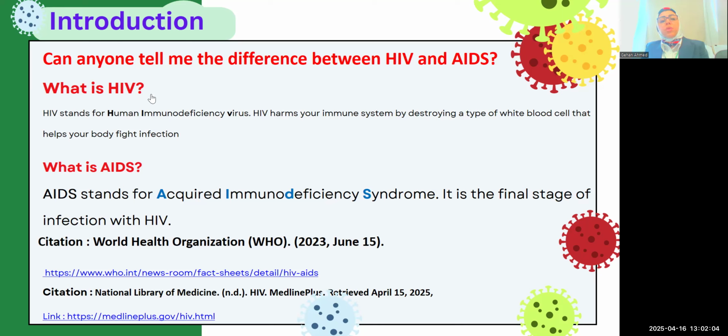HIV stands for Human Immunodeficiency Virus. This virus harms your body system, especially the immune system, by destroying a type of white blood cells that help your body to fight any kind of infection or microorganism. When this virus invades the body, it causes the disease AIDS, which stands for acquired immunodeficiency syndrome. It's the final stage of the infection with the HIV virus.